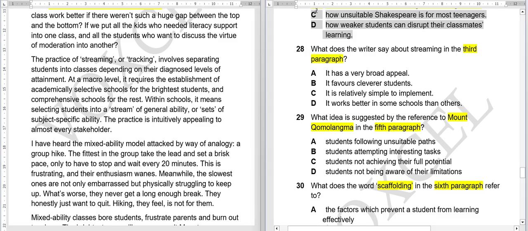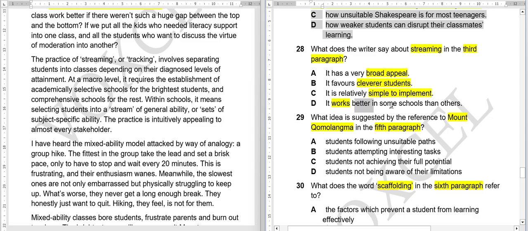Let's see. It has a very broad appeal. Here is something about streaming: if it has a very broad appeal, A will be our answer. It favors cleverer students. If it is in favor of clever students, B will be our answer. It is relatively simple to implement. If its implementation is simple, C will be our answer.